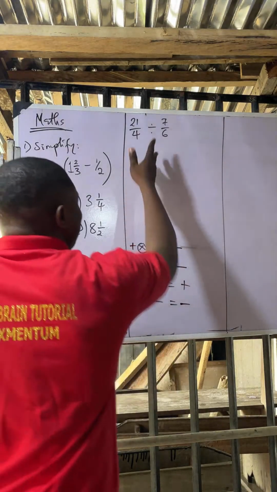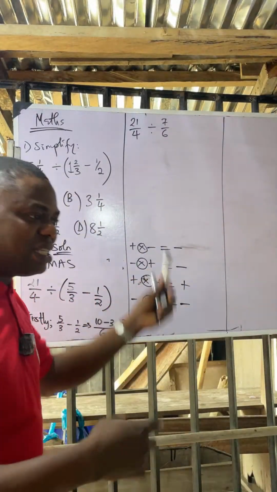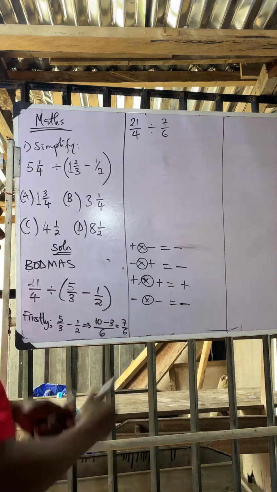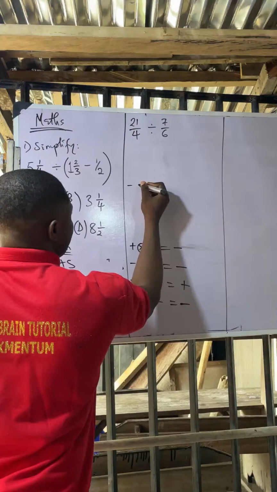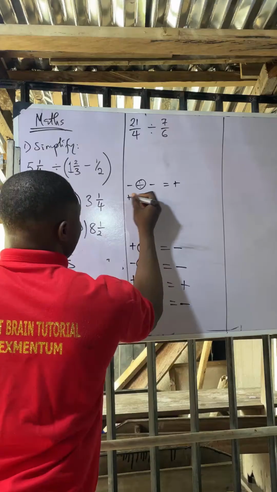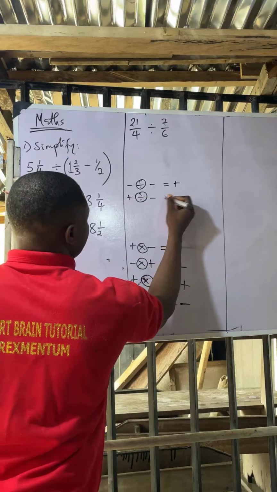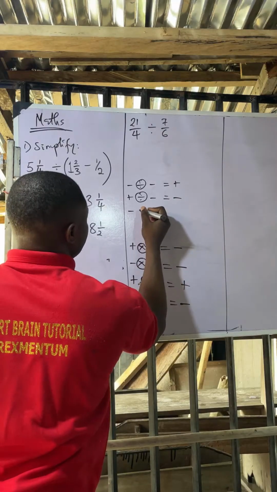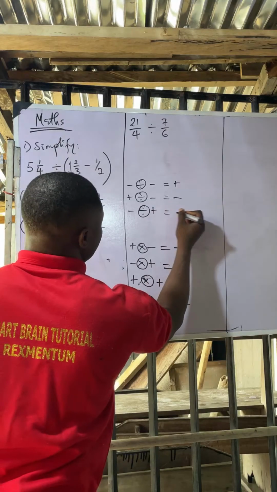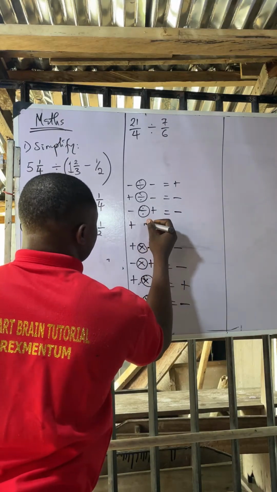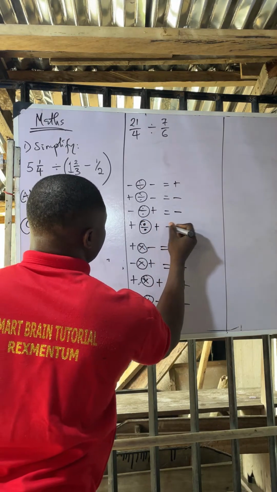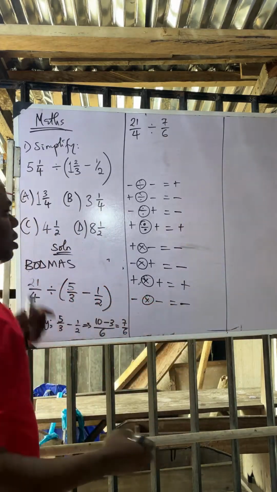Before we start manipulating rules of reversibility, this and that, there are plenty of things to know in mathematics. You must understand this first. Just like when we go to division and I give you minus divided by minus, the answer is what? Plus. Plus divided by minus, the answer is minus. Minus divided by plus, the answer is what? Minus. And plus divided by plus, the answer is what? Plus.